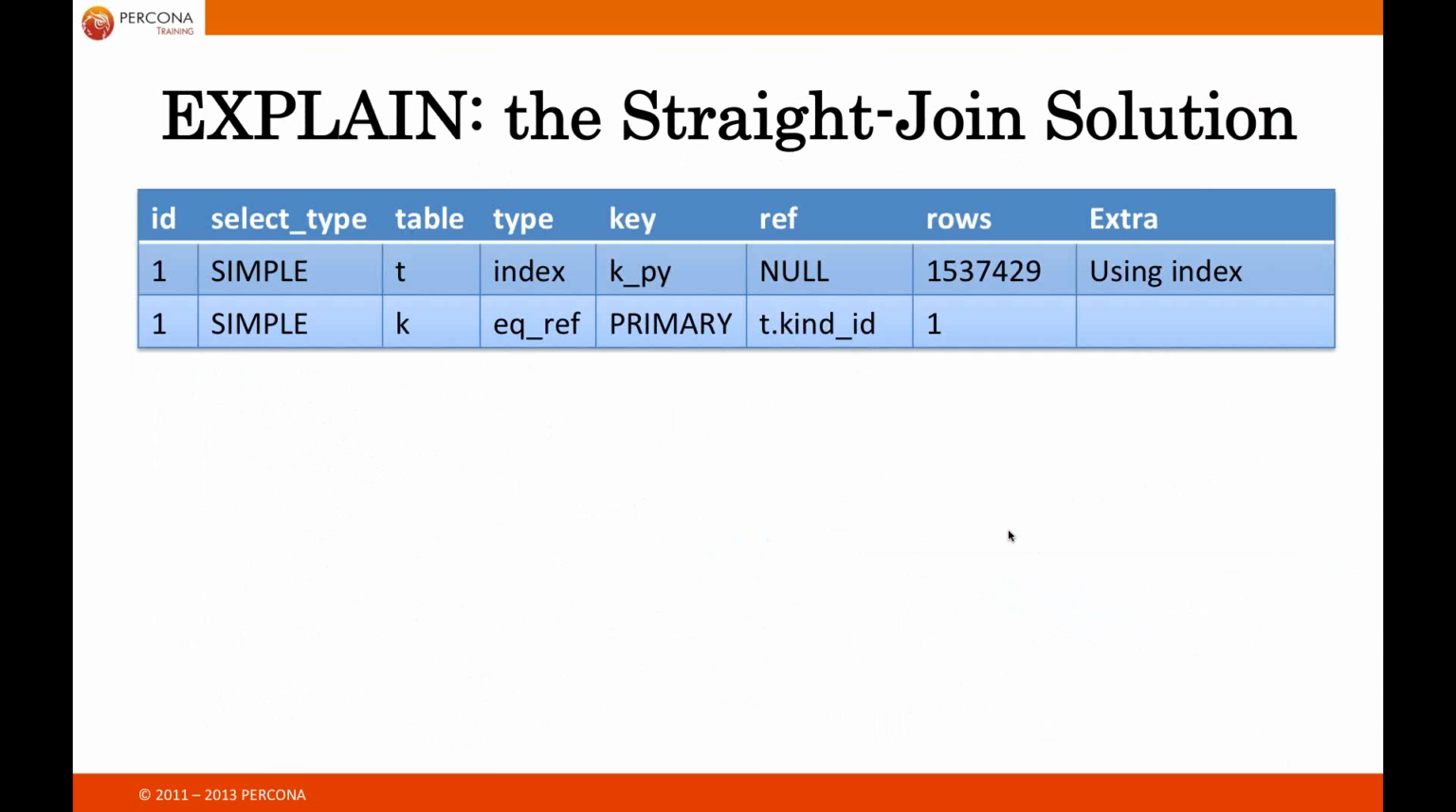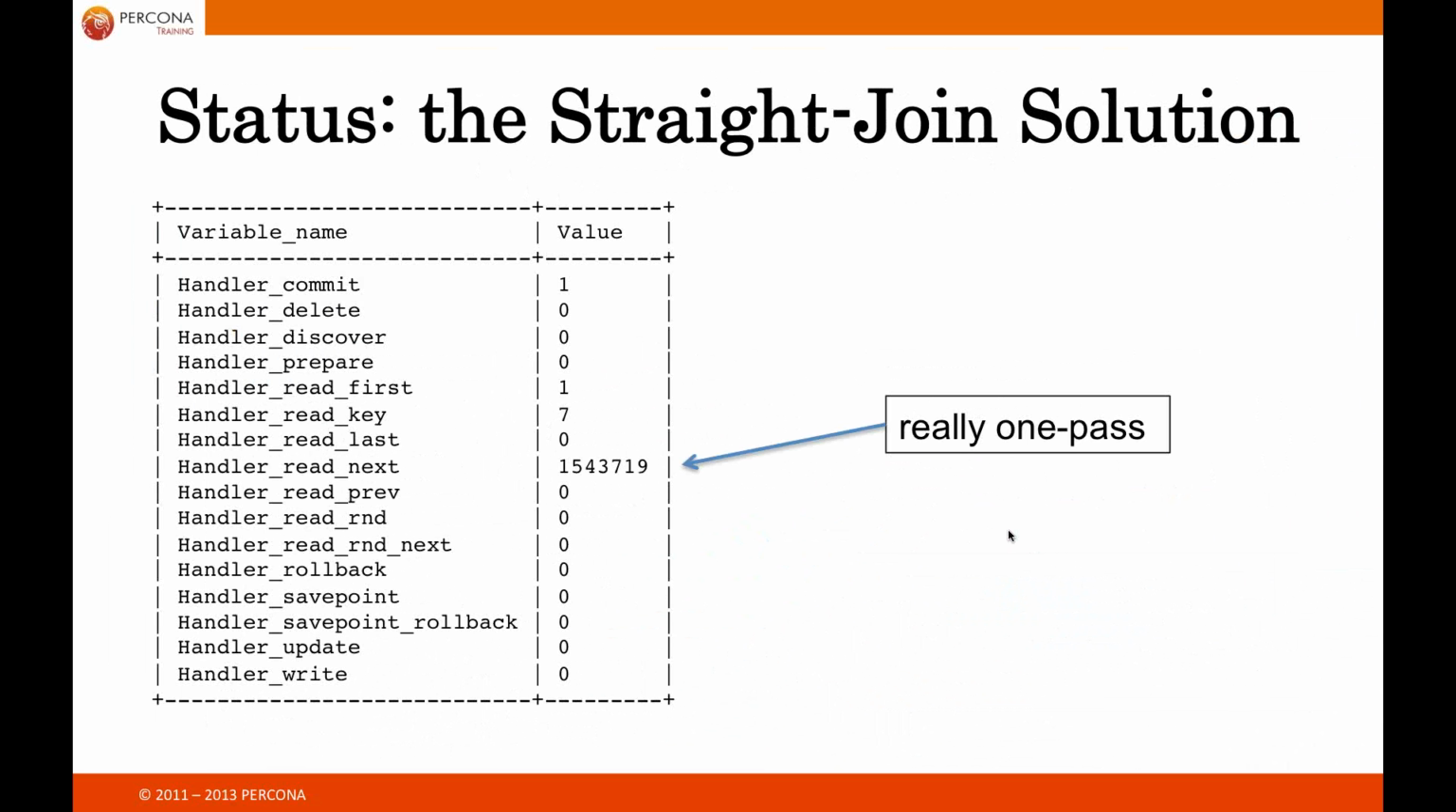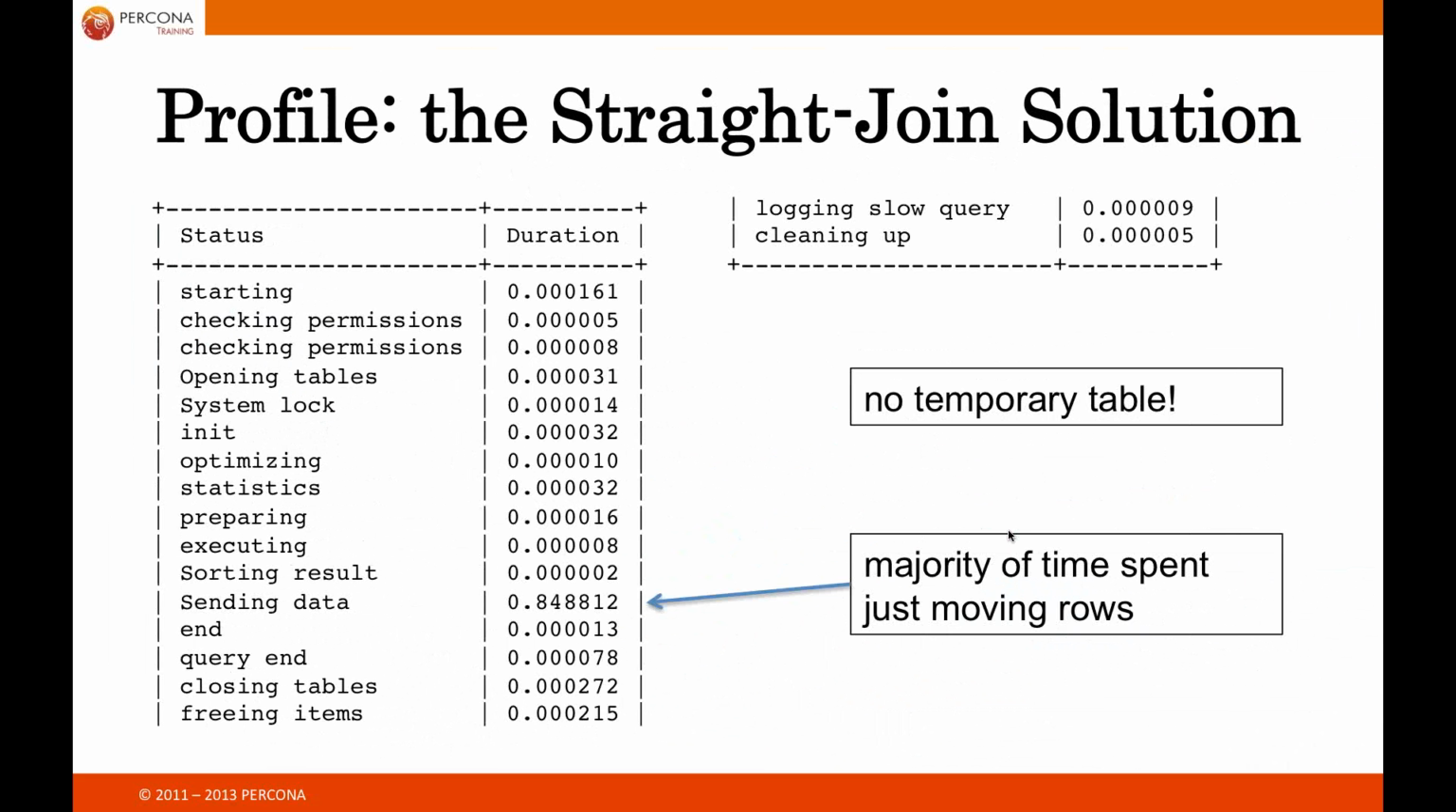It does a scan on the title table first. Before, it had the title table second. And then every time it finds a title, it looks up the kind ID using a primary key lookup, which is just fine. This is really the one pass. It doesn't create a temp table at all. It is able to scan through the table once in order and then get those counts. No temporary table. The majority of the time is spent just moving rows around, but that's half of what it was before.